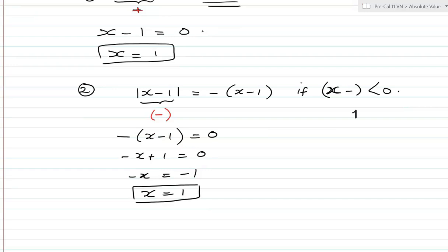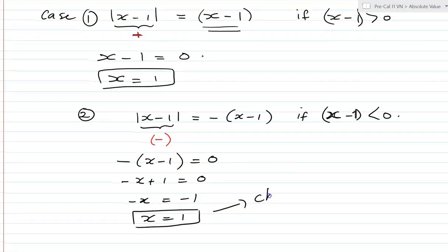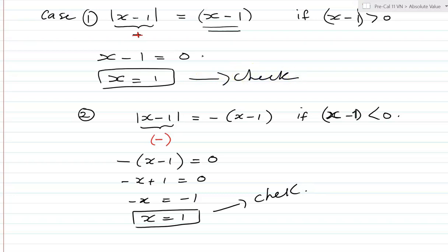The answer to this question, if we check our answers, is the same for both: x equals 1, x equals 1. When we check, is the absolute value of 1 minus 1 equal to 0? Yes, it is. So that's what we are doing. We are taking both cases, checking for both positive and negative values inside of the absolute value, and then going through the process and solving the equation.